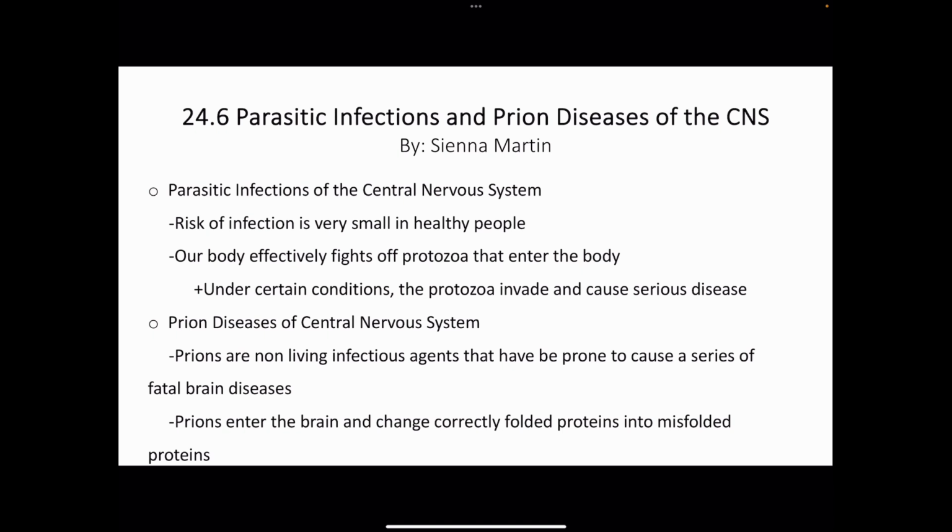Prions in the body are non-living infectious agents, but they are fatal as they cause disease to the brain. The prion has to deal with misfolding of proteins in the brain, but I will talk further into detail about them shortly. Shifting focus back to parasitic infections, they deal with protozoa, which are commonly found in humans.